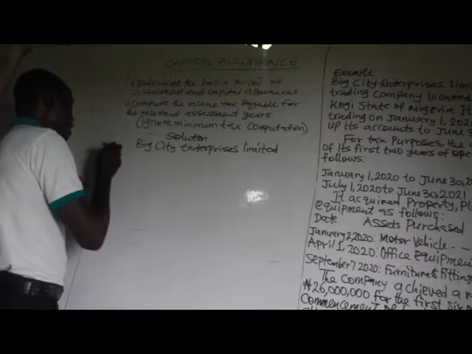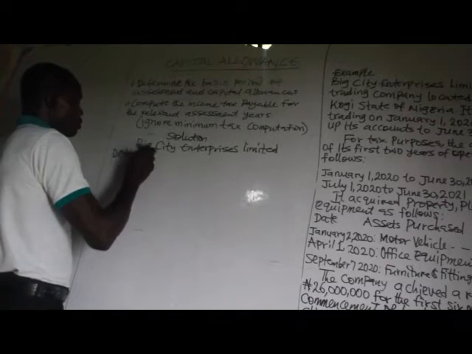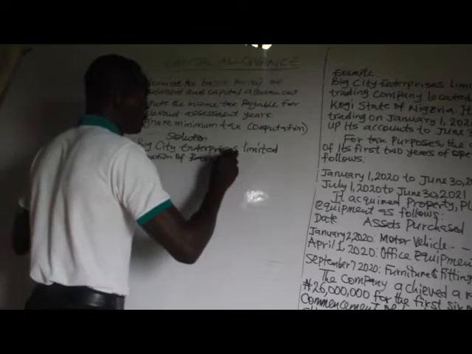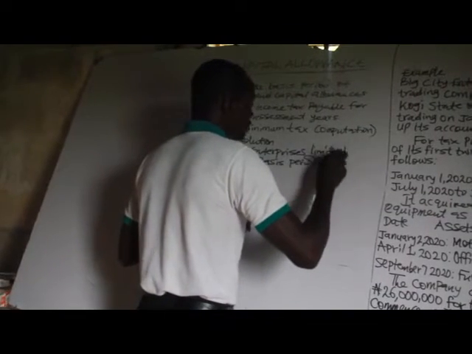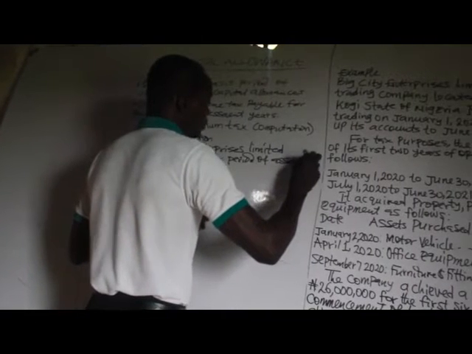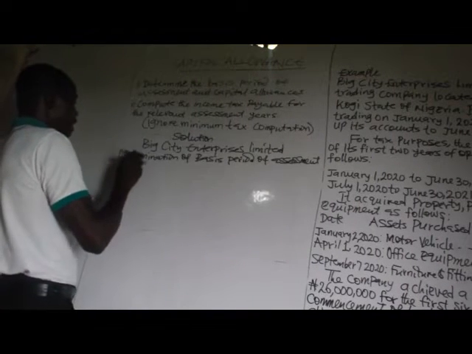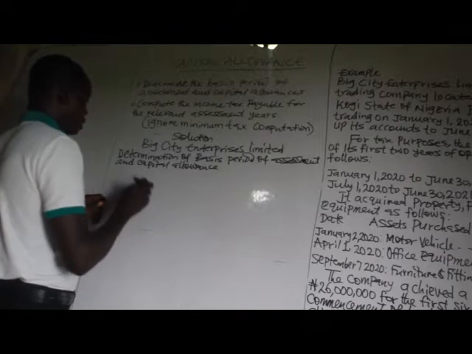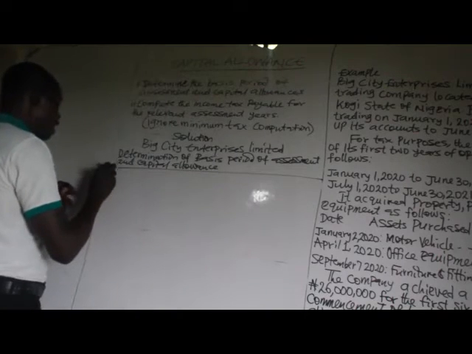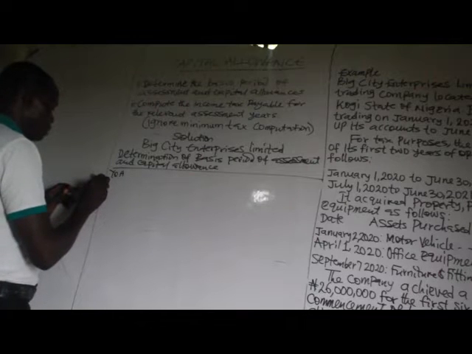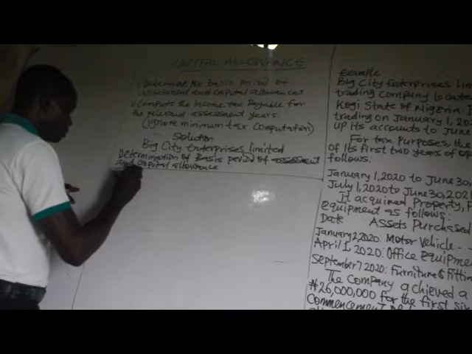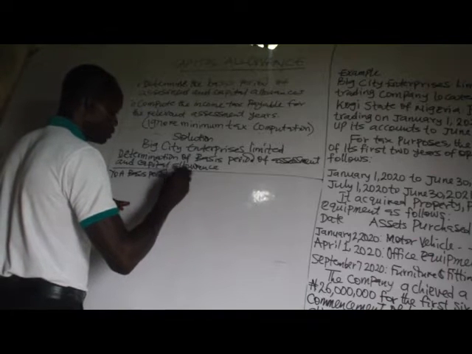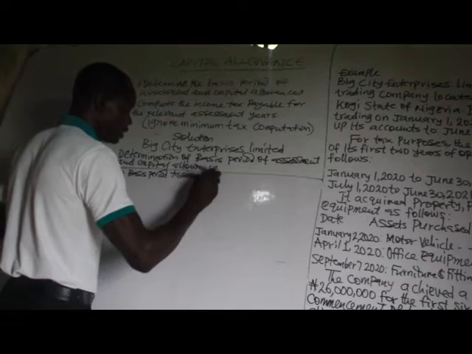So, determination of basis period of assessment and capital allowance. So we have year of assessment, then basis period. Now let's also have assessable profit.